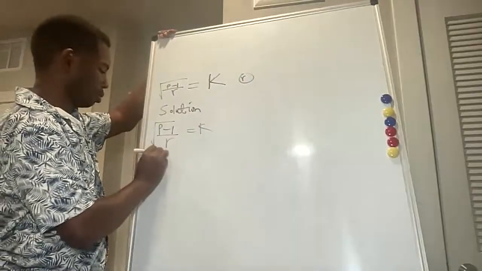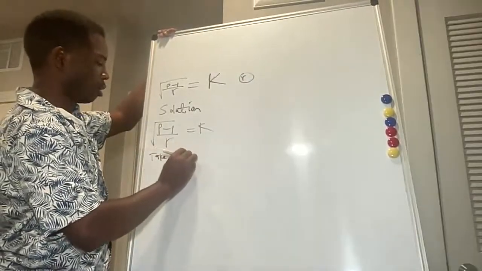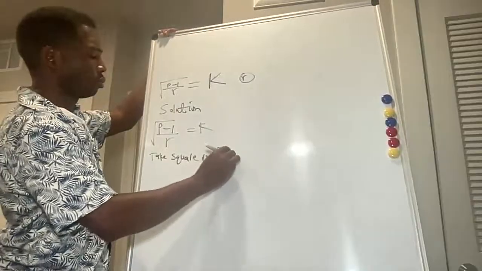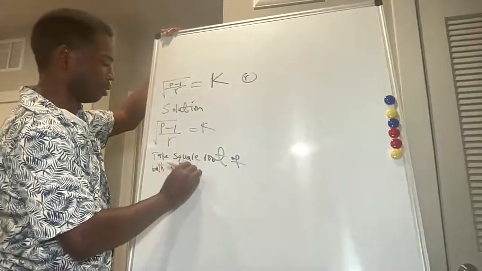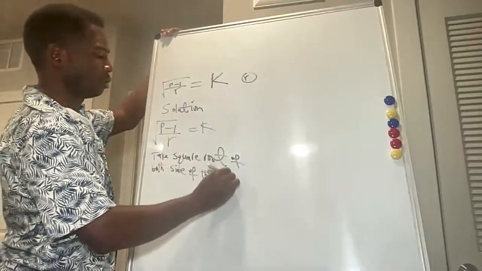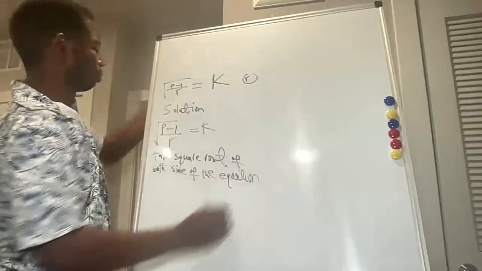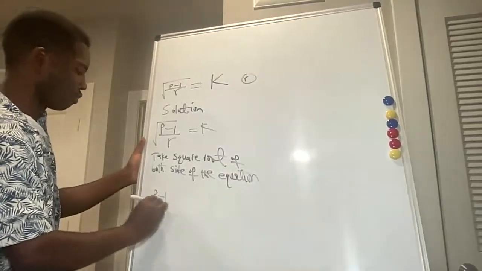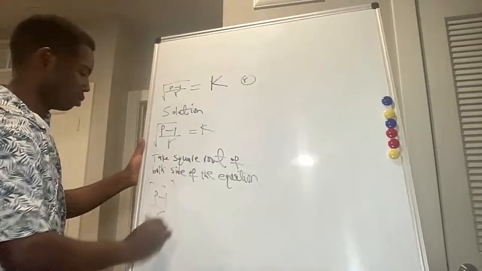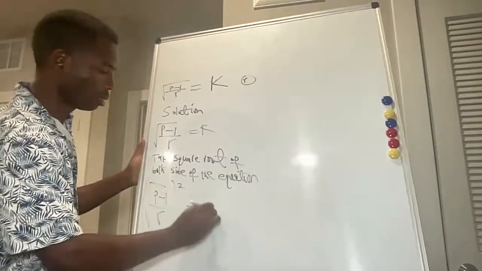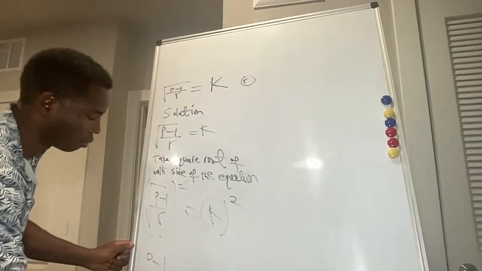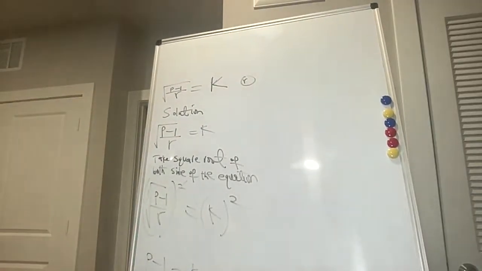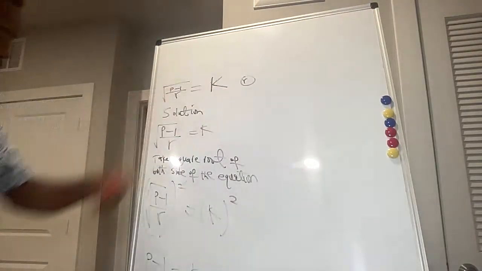Square both sides. Take the square root of both sides of the equation. So it will now be P minus 1 over R, raised to the power 2, is equal to K raised to the power 2. The 2 cancels the 2. It will now be P minus 1 over R is equal to K. We are making R the subject of the formula.